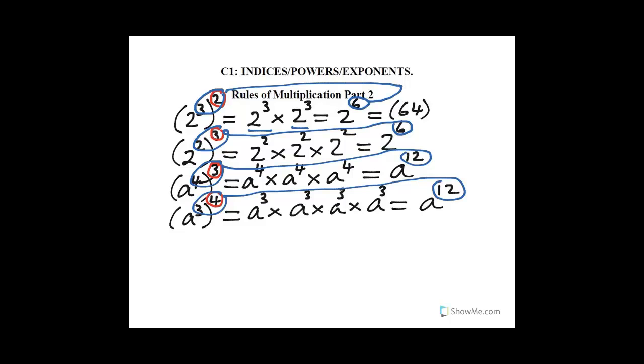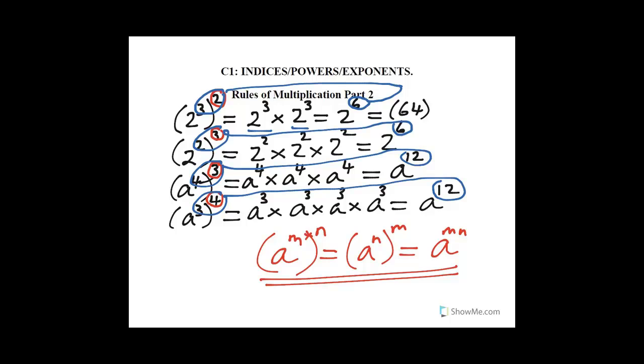So we can now generalize and say if we have a to the m raised to the power of n, we can interchange the powers if we wish, and sometimes it is convenient, but the final result is that you multiply the powers together, m times n, so it's mn. That's the rule, the second rule of multiplication. So for example, if you have y squared to the power of 8, what would the answer be? Y to the power of 2 times 8 is 16.